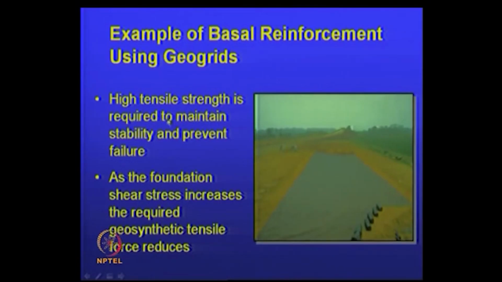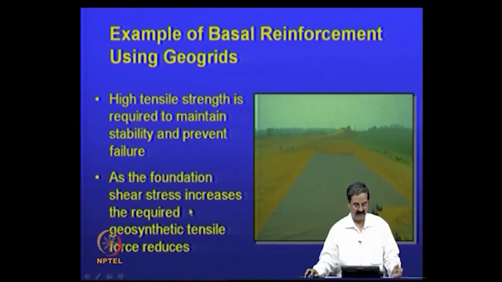So, this is the way that we put it, like you have a geocell, as I just mentioned. This is actually a geogrid, okay, and we need high tensile geogrid to maintain the stability and prevent failure. And as the foundation shear stress increases, the required geogrid tensile force increases. This is another condition: what exactly happens is that you have shear stress induced in the embankment as well as the soil, okay.